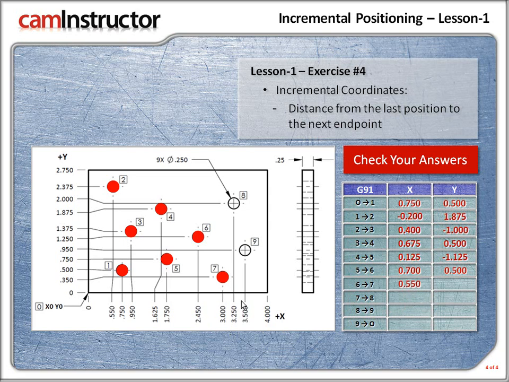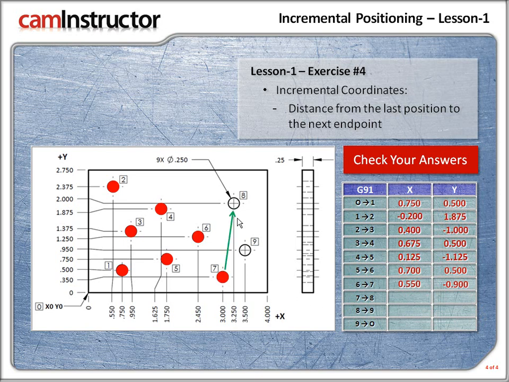Now, how much would you move in the y-axis from 6 to 7? Well, that's a negative amount, 0.9. So, what have we got? The 1.25 dimension minus the 0.35 dimension will get us 0.9. So from 6 to 7, x plus 0.55 and y minus 0.9.